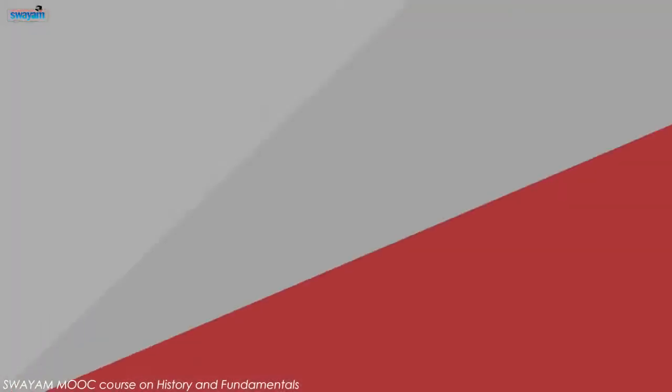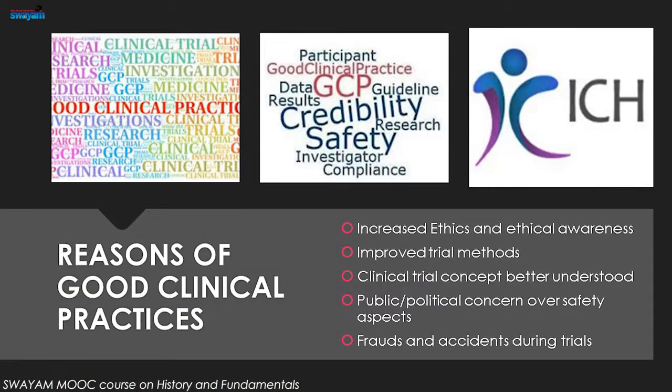As I mentioned, a common standard was brought in because every country had its own regulations, which is called ICH GCP, good clinical practices. So, what are the good practices to be followed when a clinical trial is conducted? It mentions in detail each stakeholder's responsibility, which we will see in detail in the upcoming modules. An additional reason is to have increased ethics and ethical awareness among all of them, even the participant and the clinical research team, to improve the trial methods, and to help the clinical trial concept be better understood.